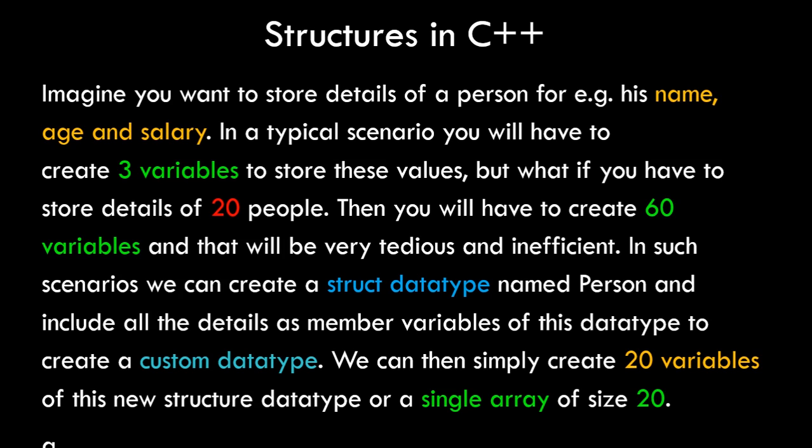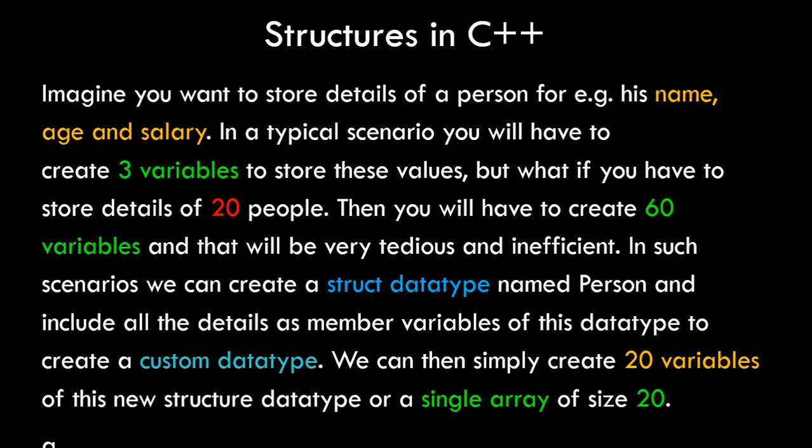In such scenarios, we can create a structured data type. We can name it person and include all the details. In this case, we can include name, age and salary under that person data type and then just create a variable out of this new user-defined data type. Then we can simply create 20 variables of this new structured data type, or a single array of size 20. Again, this was a theoretical scenario that I just explained, showing where exactly you can use structures.